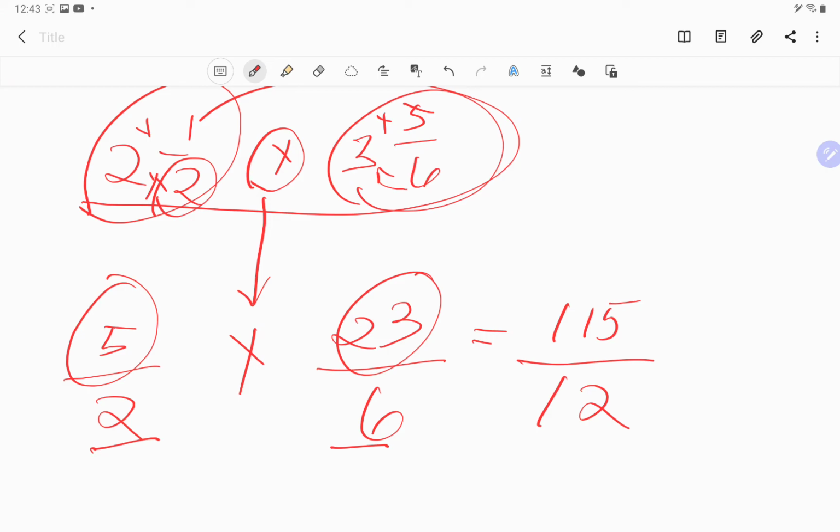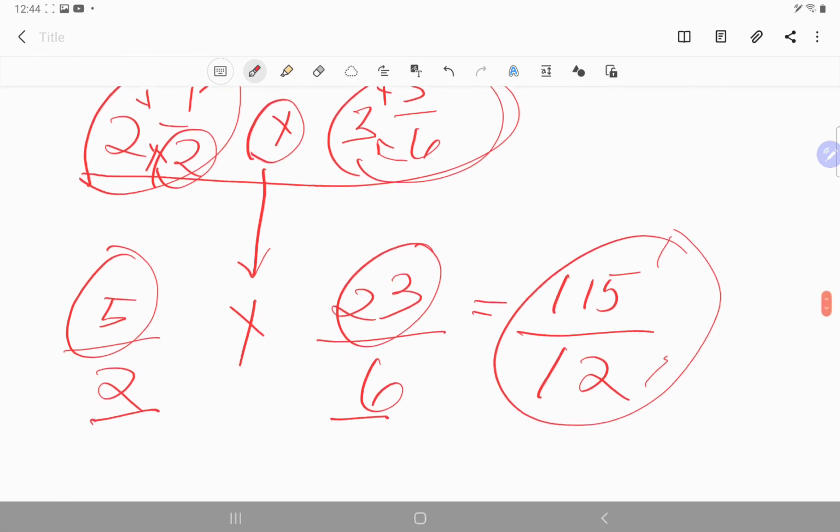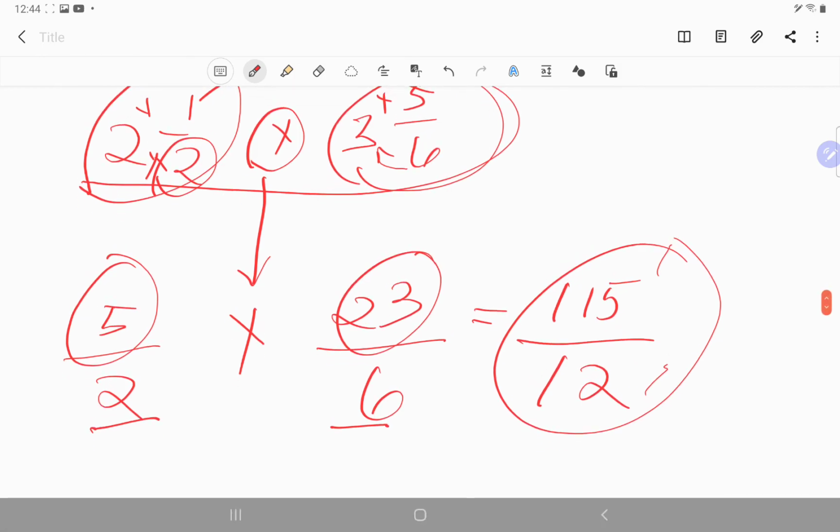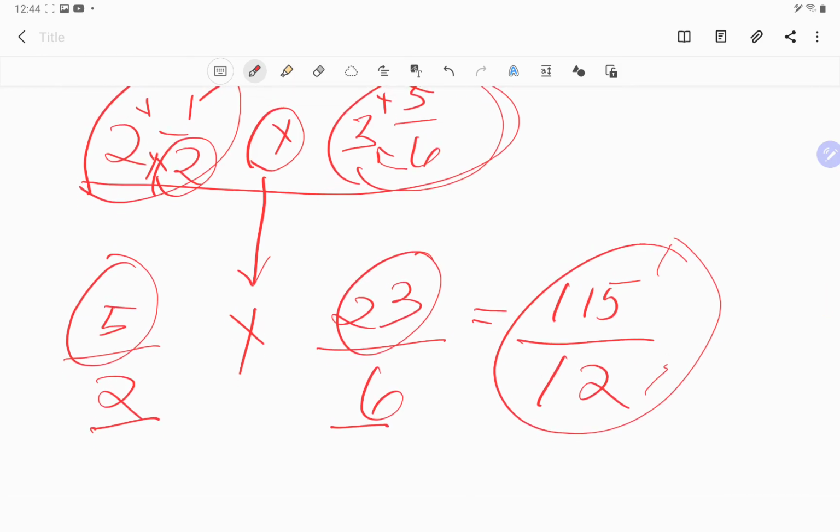Okay, this is our final answer. That's 115/12. Or pwede nating i-simplify or i-convert ulit sa mixed fraction. Bakit? Pwede siyang i-convert sa mixed fraction kasi improper fraction to eh. Diba? Ibig sabihin ng improper fraction, mas mataas ang numerator sa denominator. Remember, all improper fractions can be converted to a mixed fraction. So, ibig sabihin ng mixed fraction nga ulit is whole number and a fraction.